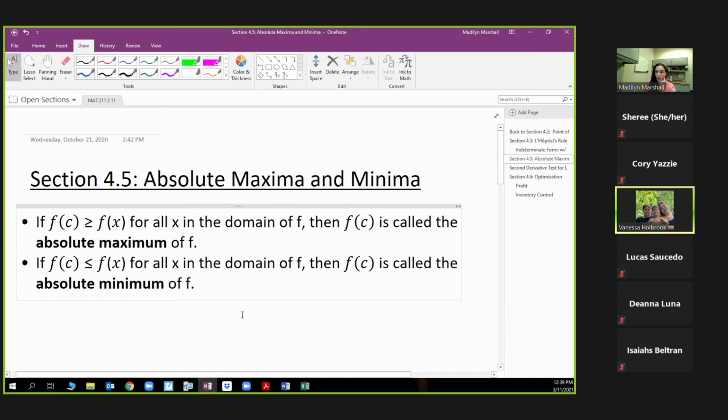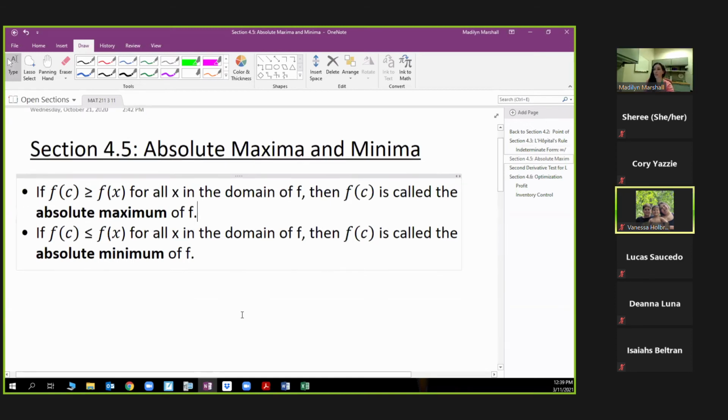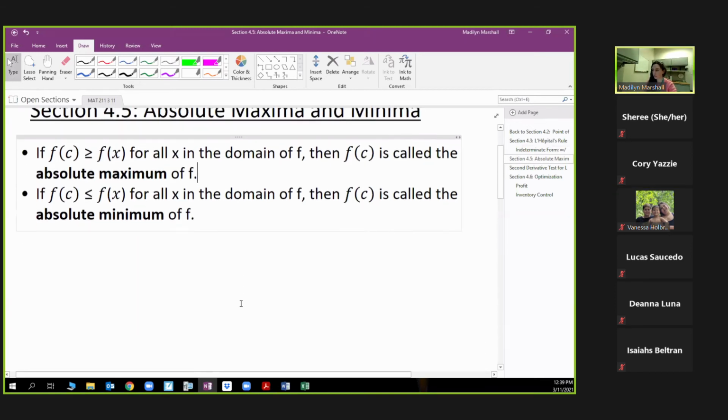Is that kind of the same as global maximum? Yes, it's the same. Just a different word for the same thing.